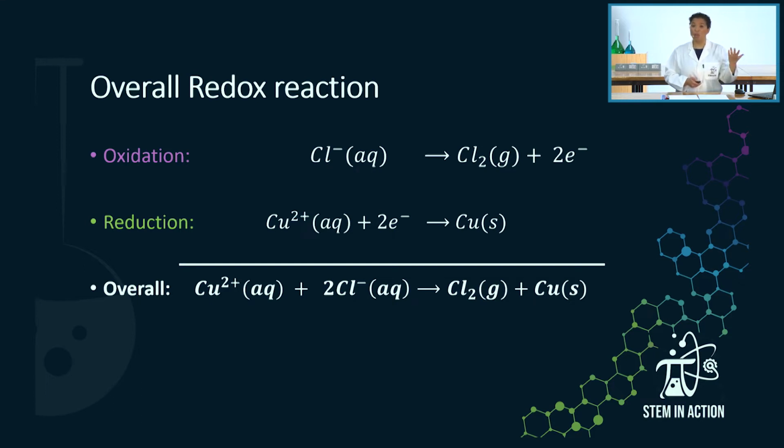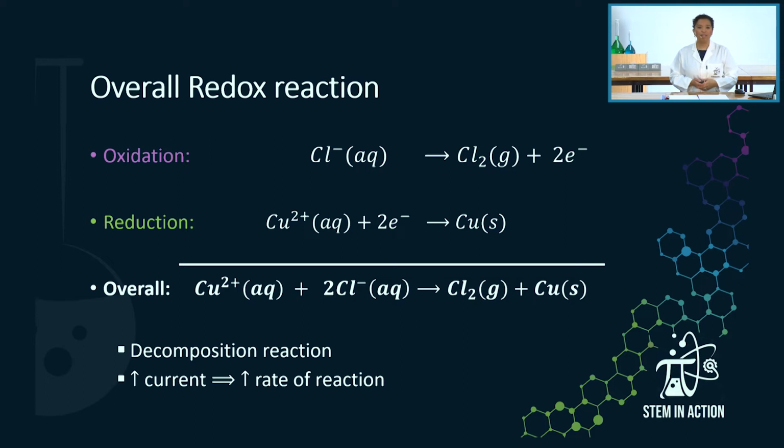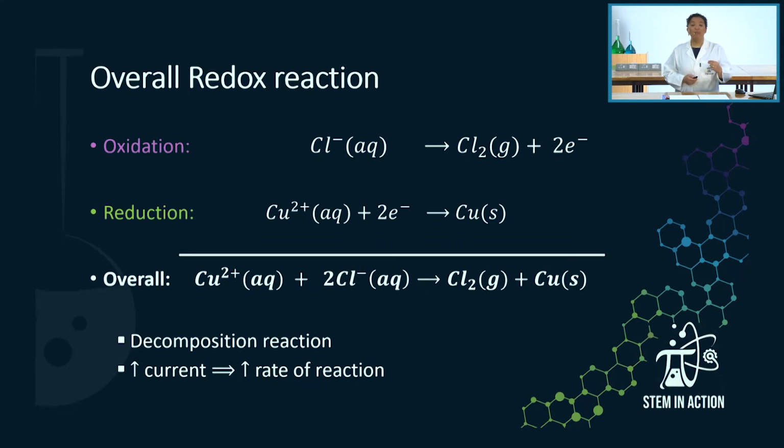We've covered it in part 1 for the galvanic cell, and you can compare this overall reaction to the electrolytic cell, which we're looking at today. As I said, this is a decomposition reaction, and if we were to increase the current through the cell, the reaction rate would increase. And so we would be forming copper metal much faster at the cathode and chlorine gas much faster at the anode.